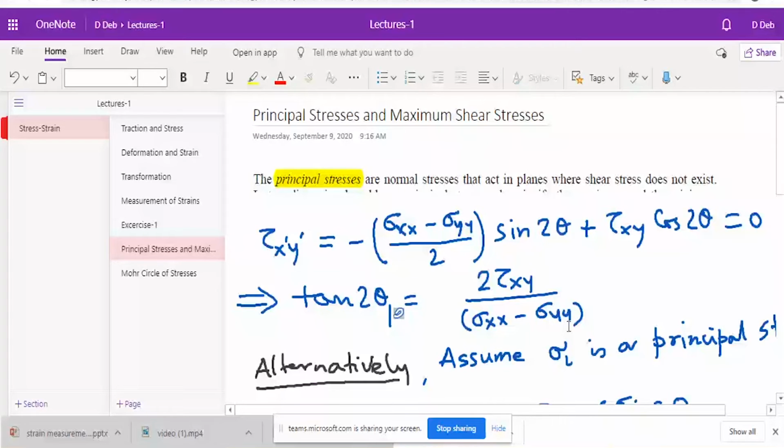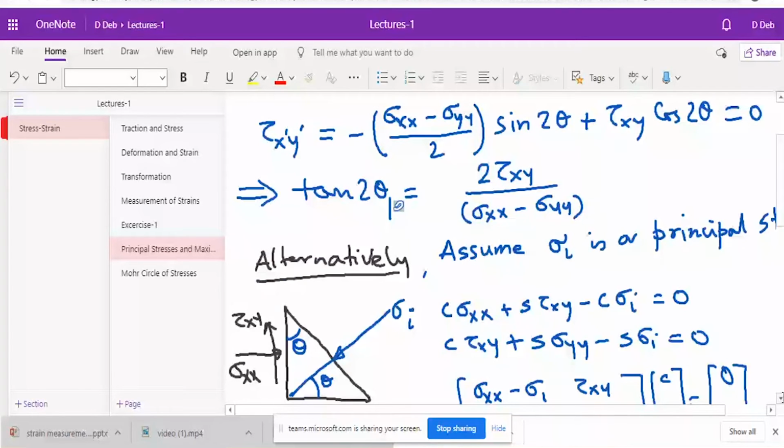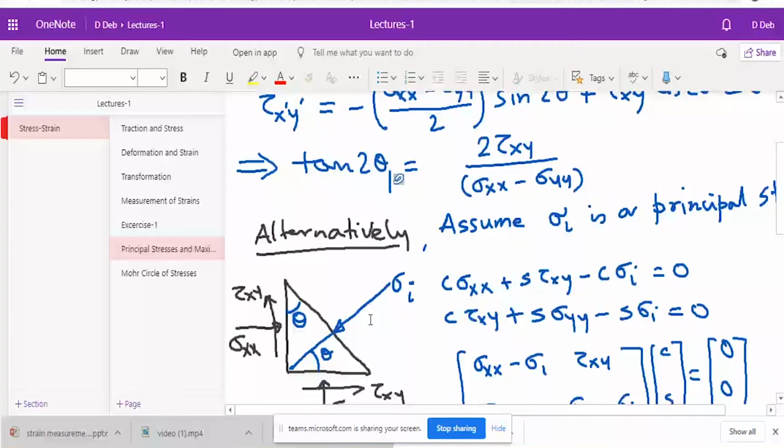We assume, let's say, that this is sigma I, which is my principal stress. And there will be no shear stress. So I'm looking for a theta where there is no shear stress, only normal stress acts. So if I now balance the force equation in two directions, I can write C sigma xx plus S tau xy, like I have written before, is minus this, and this is also minus this.